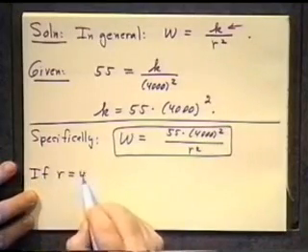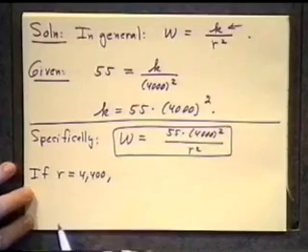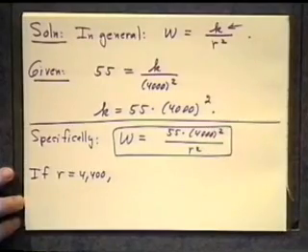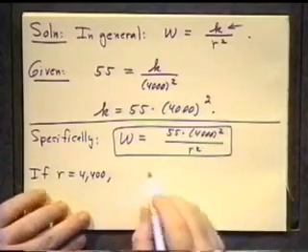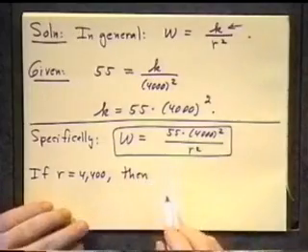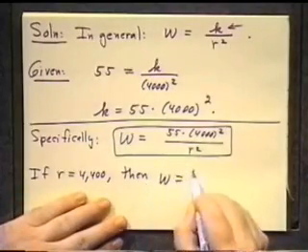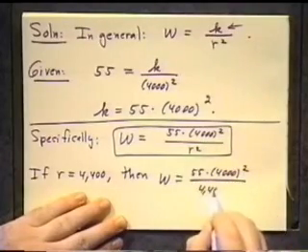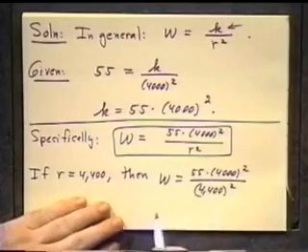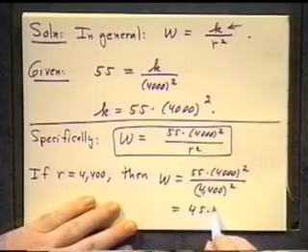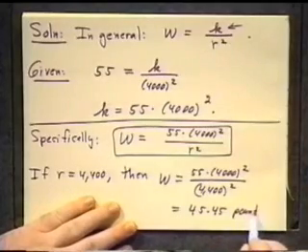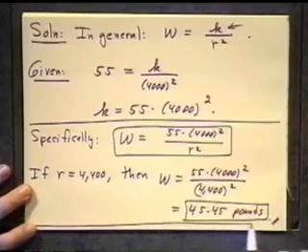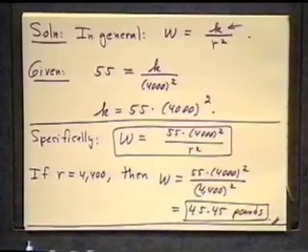If r is equal to 4,400, if you are that many miles from the center of the Earth, then using the formula, W is equal to 55 times 4,000 squared over 4,400 squared, putting the r in. And if you put that in your calculator, you'll get 45.45 pounds, which is lighter than the original 55 pounds, which is what you expect as you move further and further away from the center of the Earth.